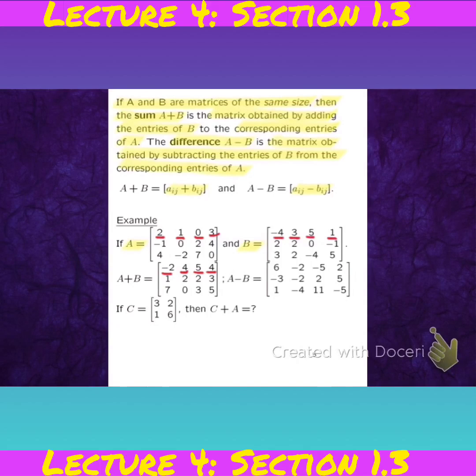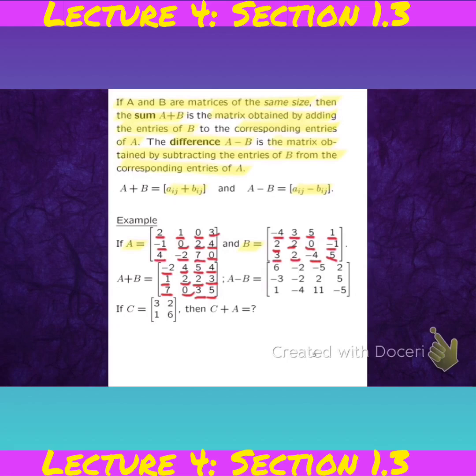Again, moving on to the second row, you add minus 1 to 2, which is 1, 0 to 2, which is 2, 2 to 0, which is 2, and 4 to minus 1, which is 3. And the last row, 4 to 3 is 7, minus 2 to 2 is 0, 7 to minus 4 is 3, and 0 to 5 is 5.